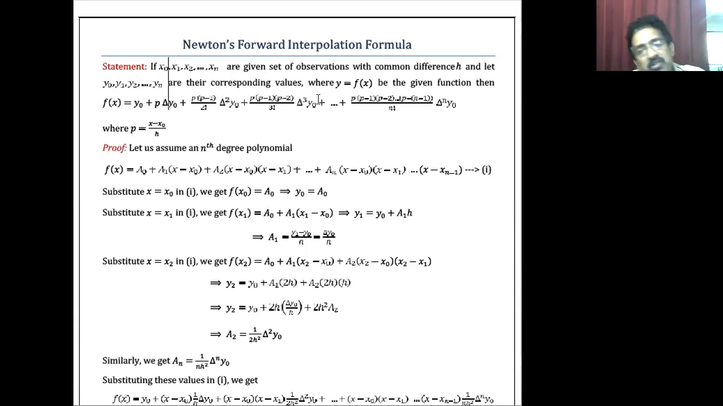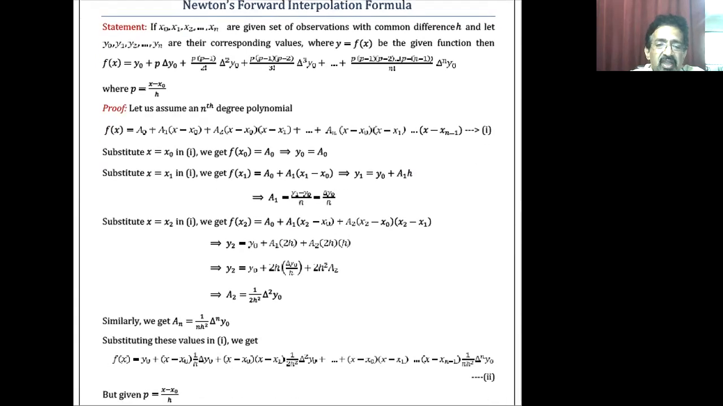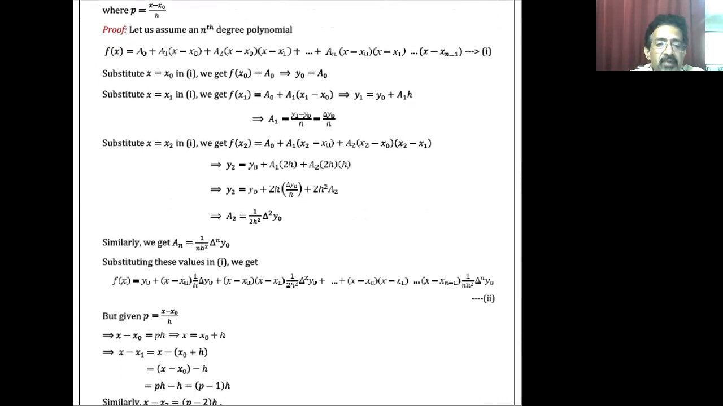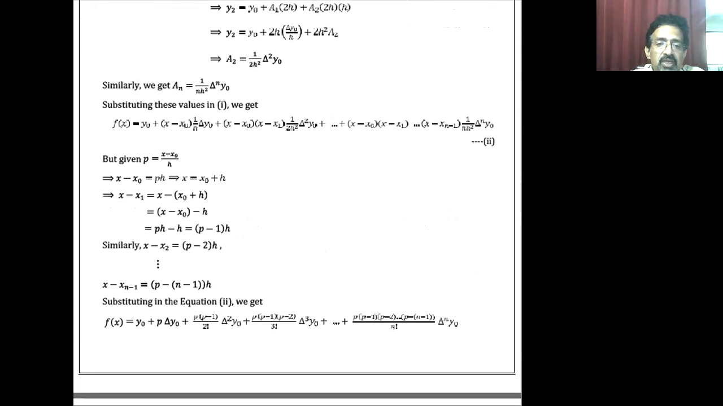Del cube is third order forward difference, and so on. Del raised to n is nth order forward difference. That's why it is called Newton's forward interpolation formula. Anyway, the proof is not in the syllabus, but go through it as I told you. If you are curious or interested, you can go through this and derive these formulae. It's very simple, right? So you can go through it.